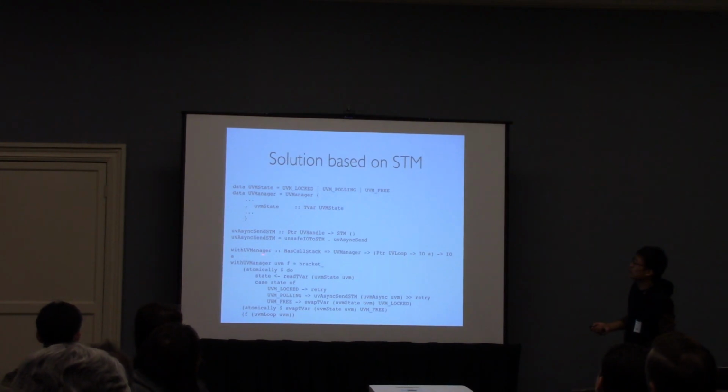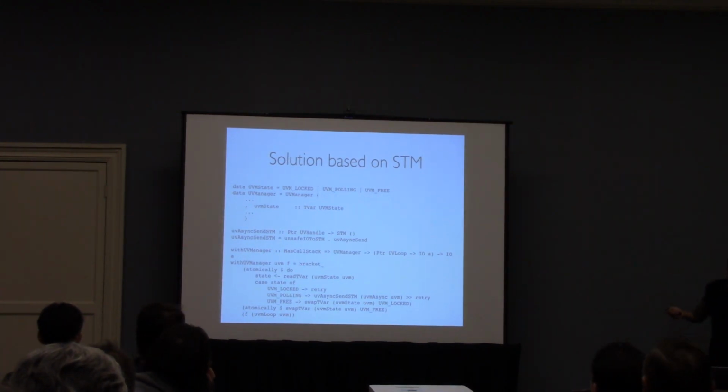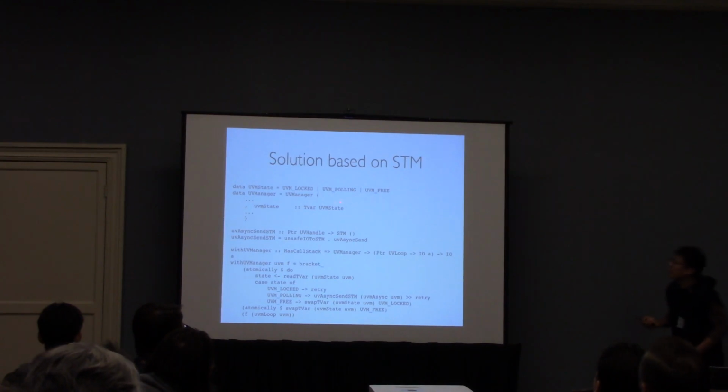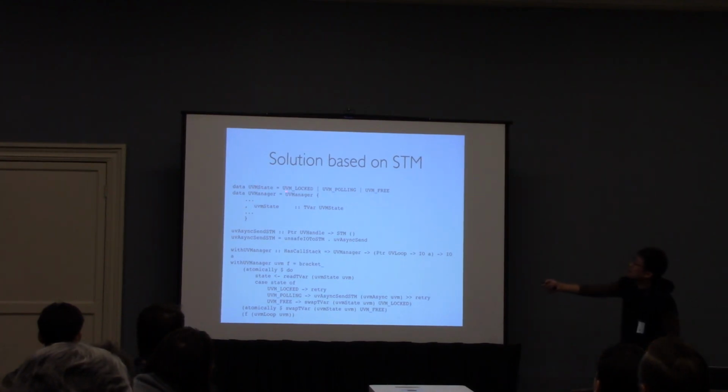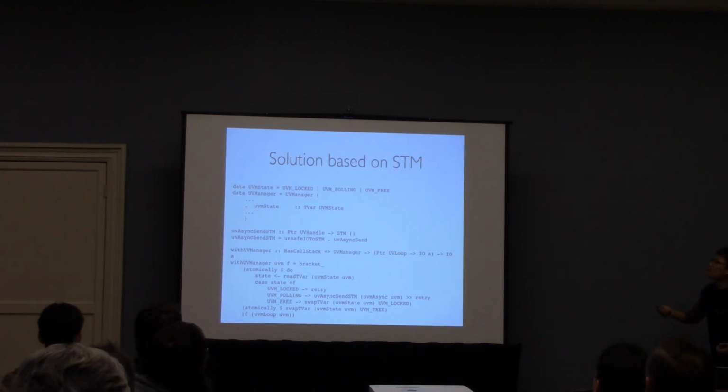This function will protect from concurrently registered transactions and polling. There are two solutions. The first one is based on software transactional memory. I have defined the state, it's called lock, polling, and free, while only the functions can mutate the libuv state if the state is free.